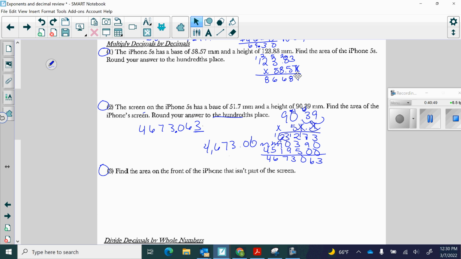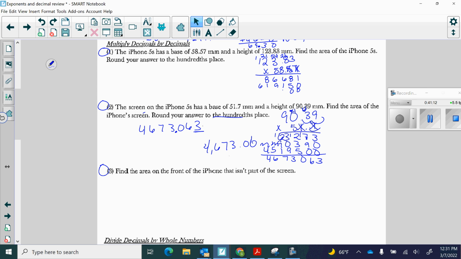5 times 3 is 15. 5 times 8 is 40 plus 1 is 41. 5 times 3 is 15 plus 4 is 19. 5 times 2 is 10 plus 1 is 11. And 5 times 1 is 5 plus 1 is 6. Cross that out. 2 placeholders.